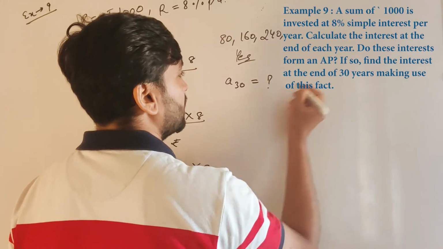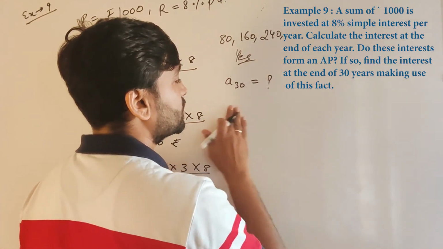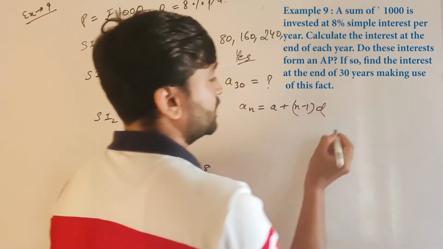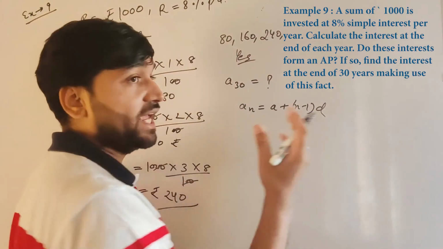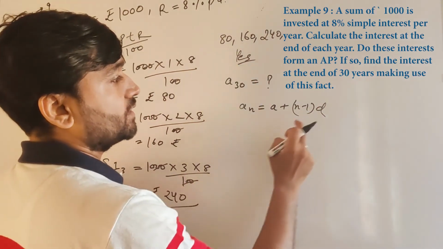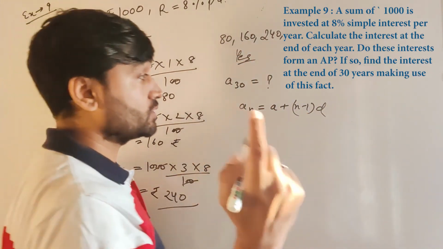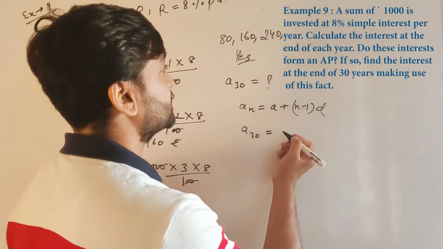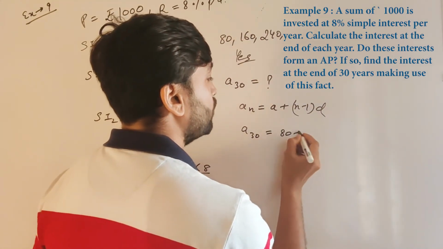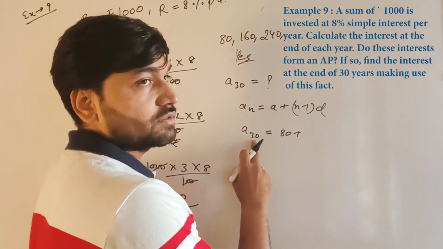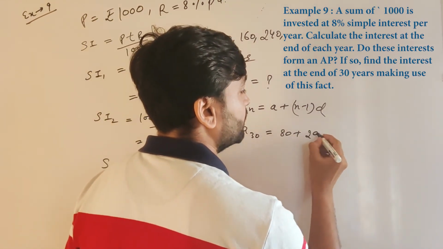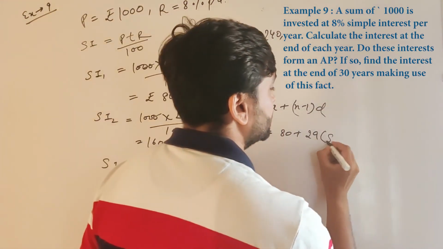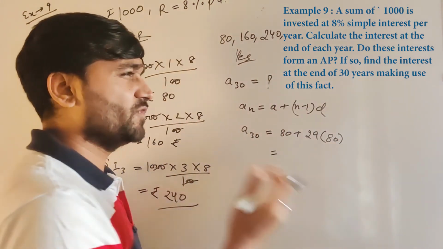What is the formula? The formula for An, the nth term of an AP, was A plus n minus 1 into D. An, which is A30, so n is 30. A is 80. Common difference 160 minus 80, which is also 80. So A30, which we are supposed to find, is A, 80, plus n value is 30. So 30 minus 1 will give me 29. 30 minus 1 into common difference. Common difference is 80.